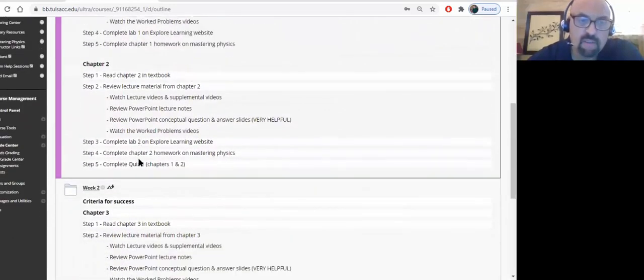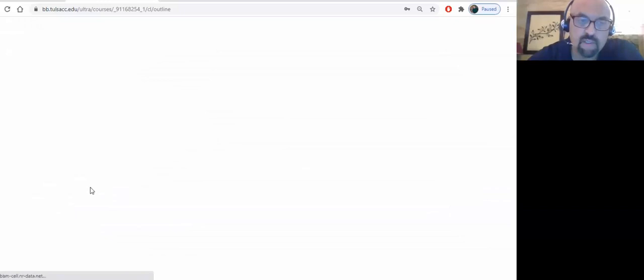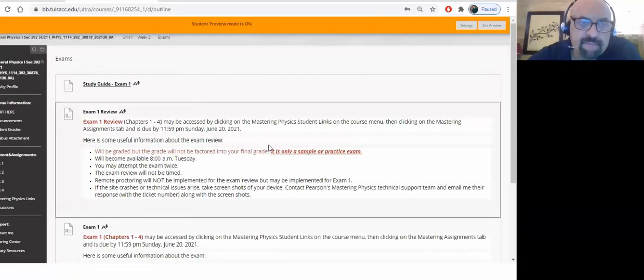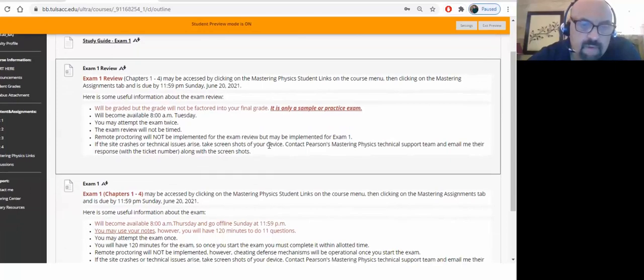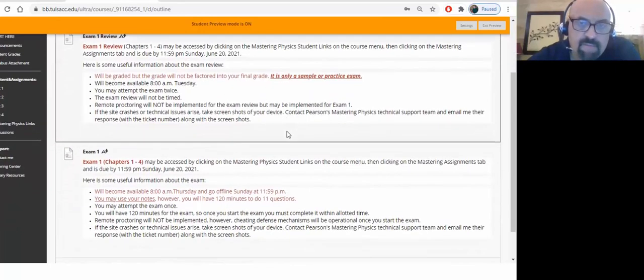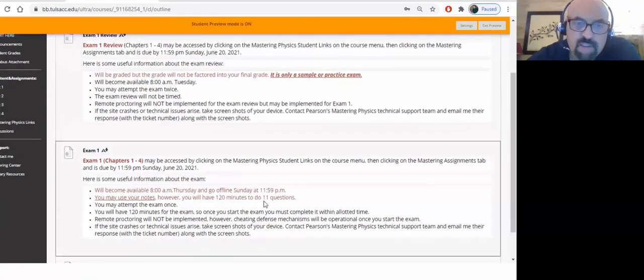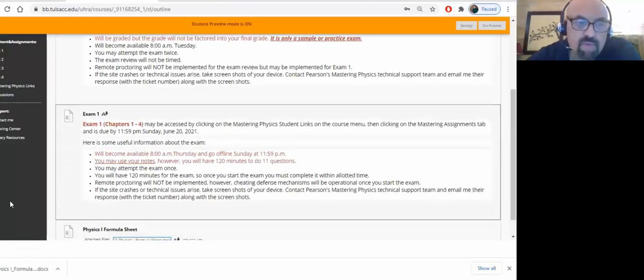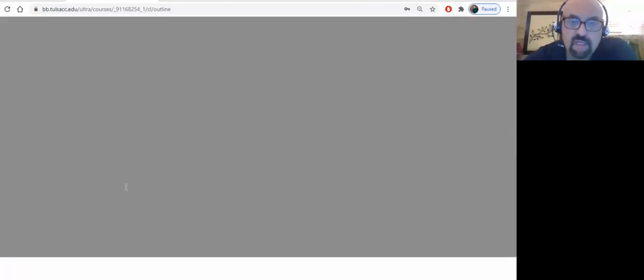So if you click on week 2, since we are in week 2, and you click on the exams, you'll see the information about the exam, coverage, and the time window to take it. Here you can find the formula sheet that you can use during the exam. Of course, the exam is open book, so you can look at the book, but keep in mind that you have very limited time to take the exam.